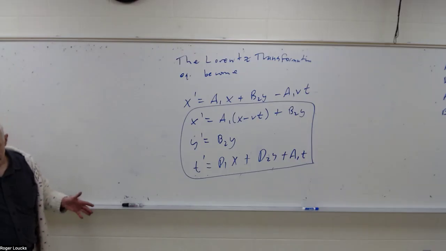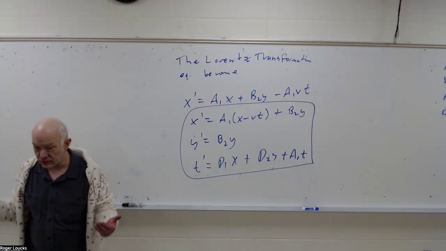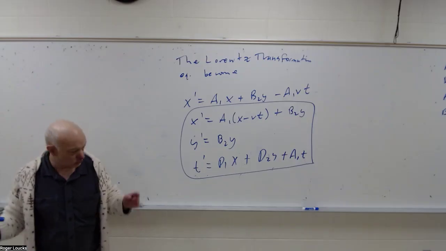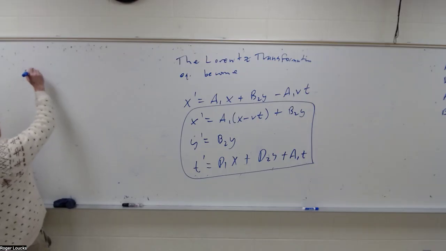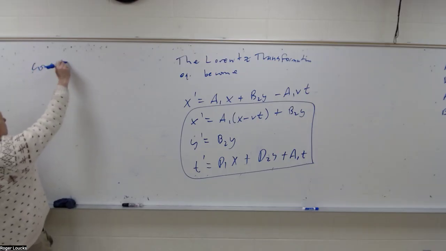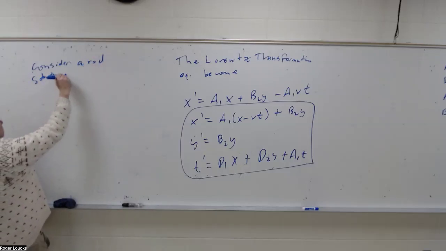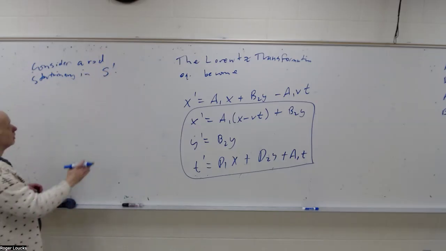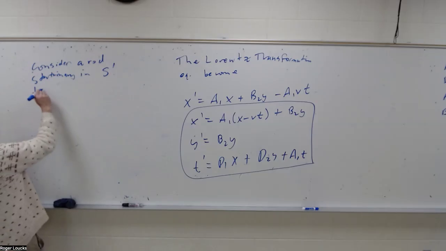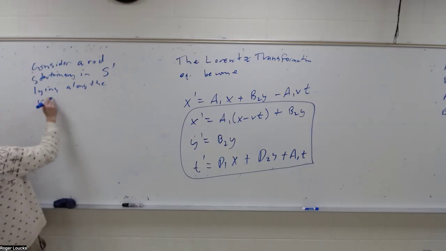The next one's weird. I want to show you that B2 has to be 1, and that's actually the hardest one to show, in my opinion. So consider a rod, stationary in S prime, lying along the y-axis.